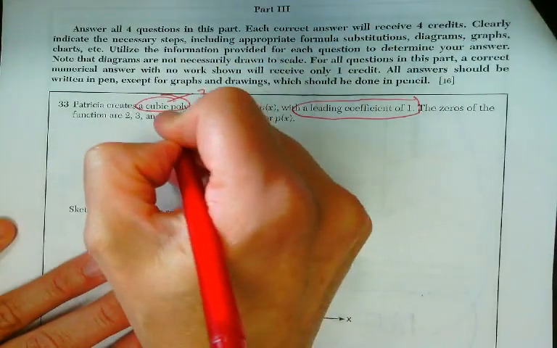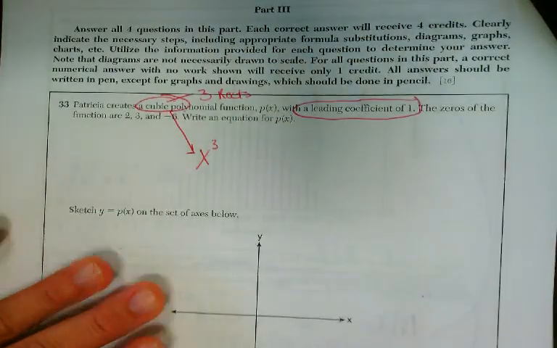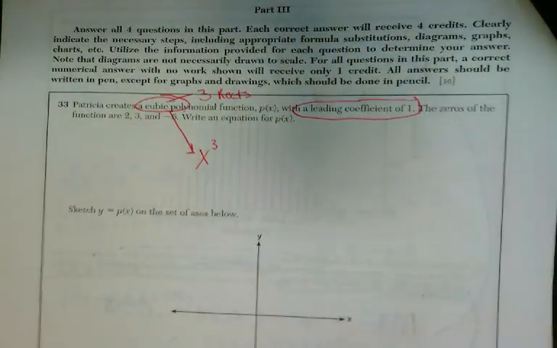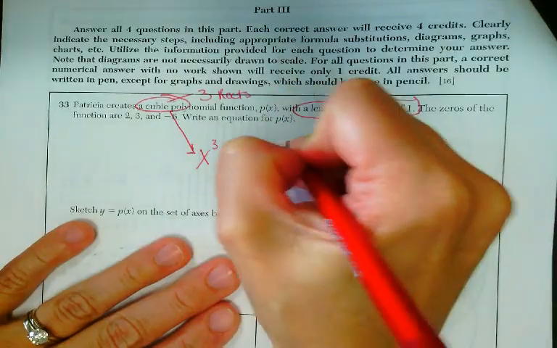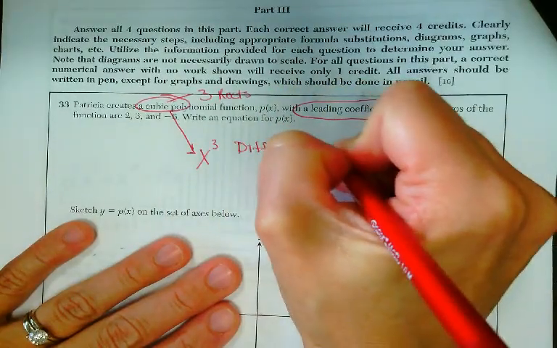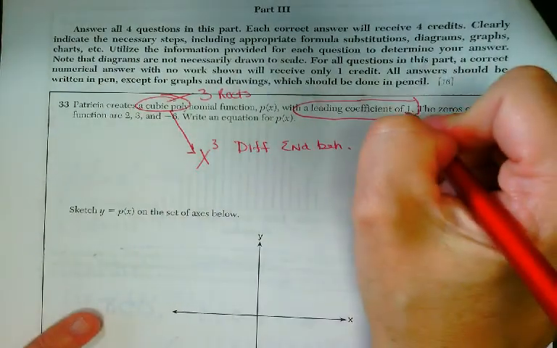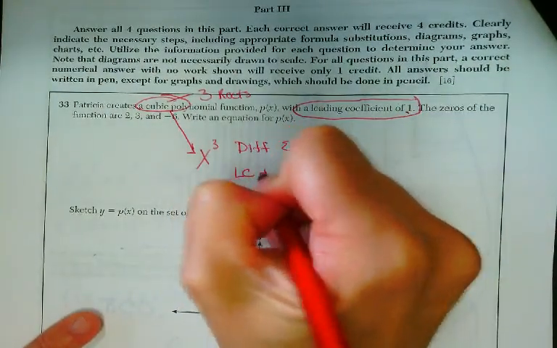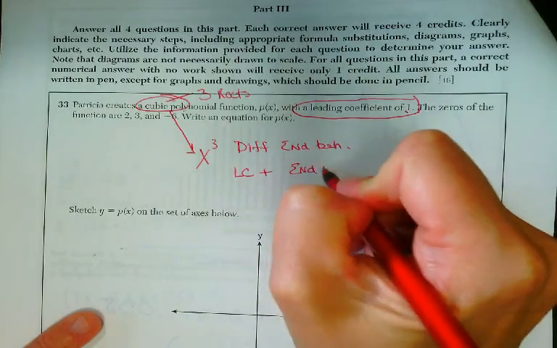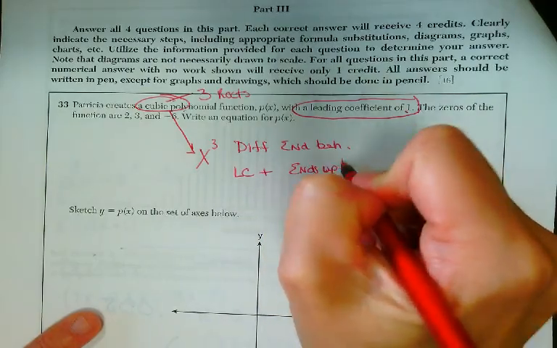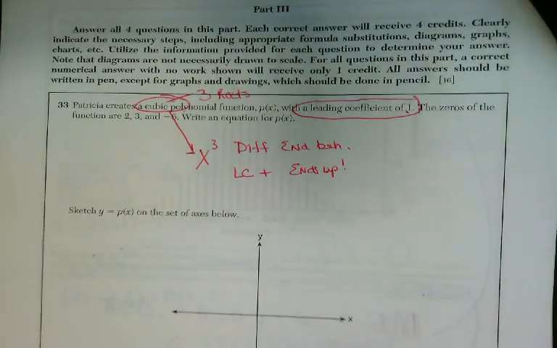So first of all, let's talk out a few things. If I have an x cubed, what does that tell me about the end behavior? Is it the same or different? Different. Excellent. So different end behavior. If the leading coefficient is 1, meaning it's positive, where does that tell me the graph ends? Up. Ends up. Okay, so just by reading that sentence, those 2 things have to be going through my head.